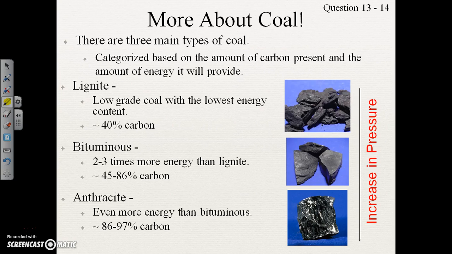They are relative to how much pressure and how deep they are found. Anthracite is the deepest coal. It took the longest amount of time to make, and it had the highest amount of pressure to form, whereas lignite had the least, it's closest to the surface, and it's the youngest coal, if you will.